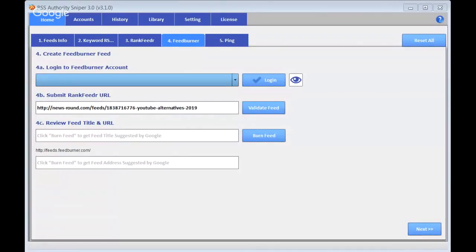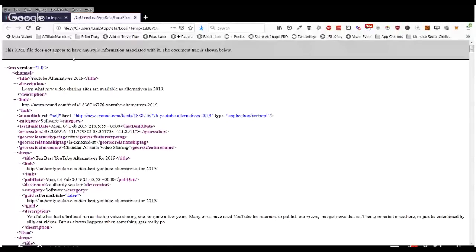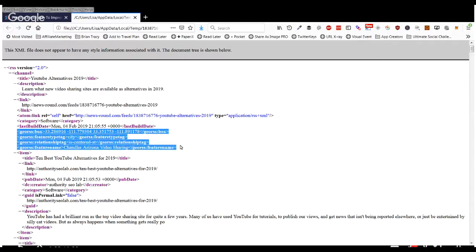All right, so let's go to, okay, I'm going to show you the XML code here of the feed. Lock it on you. There you go. All right, now if you go down here, see where it says GeoRSS box. I see it. And then the coordinates are inside the tag for that. If it was a point that you selected, it would say GeoRSS:point. And then the extra advanced information here is in the feature type tag. So I chose city, relationship centered at, and feature name Chandler, Arizona, video sharing. And so that is all your GPS information there for the feed.